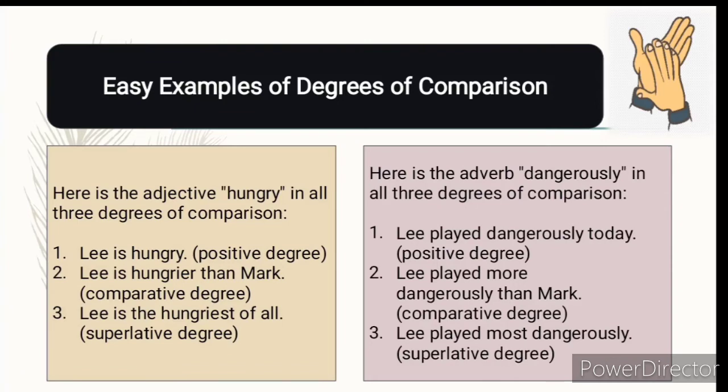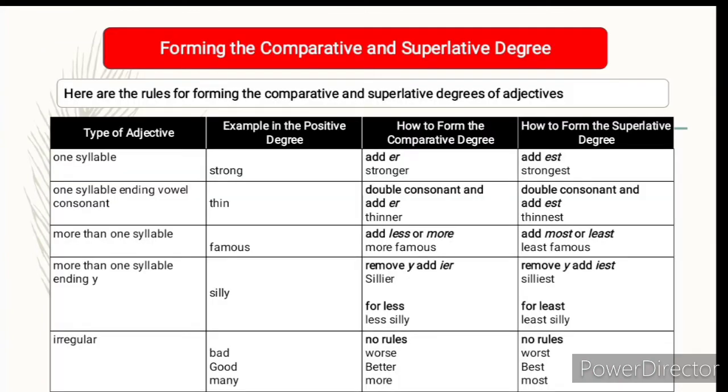In adverb, Lee played dangerously today is positive degree. Lee played more dangerously than Mark is comparative degree. Lee played most dangerously is superlative degree. And here are the rules for forming the comparative and superlative degrees of adjective.